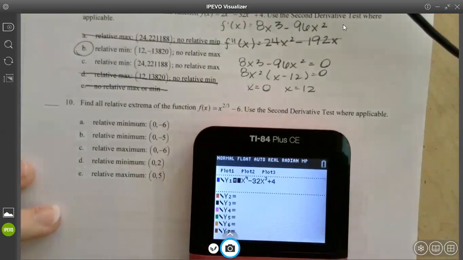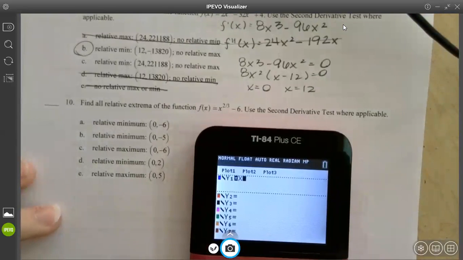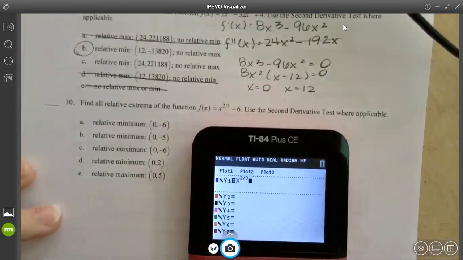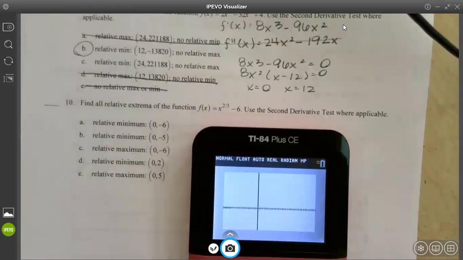We didn't already do this one. x to the 2/3 minus 6. We're going to graph. I'm all jacked up on my graph, but I'll get there in a minute. These are smaller numbers, so I'm going to zoom 6.